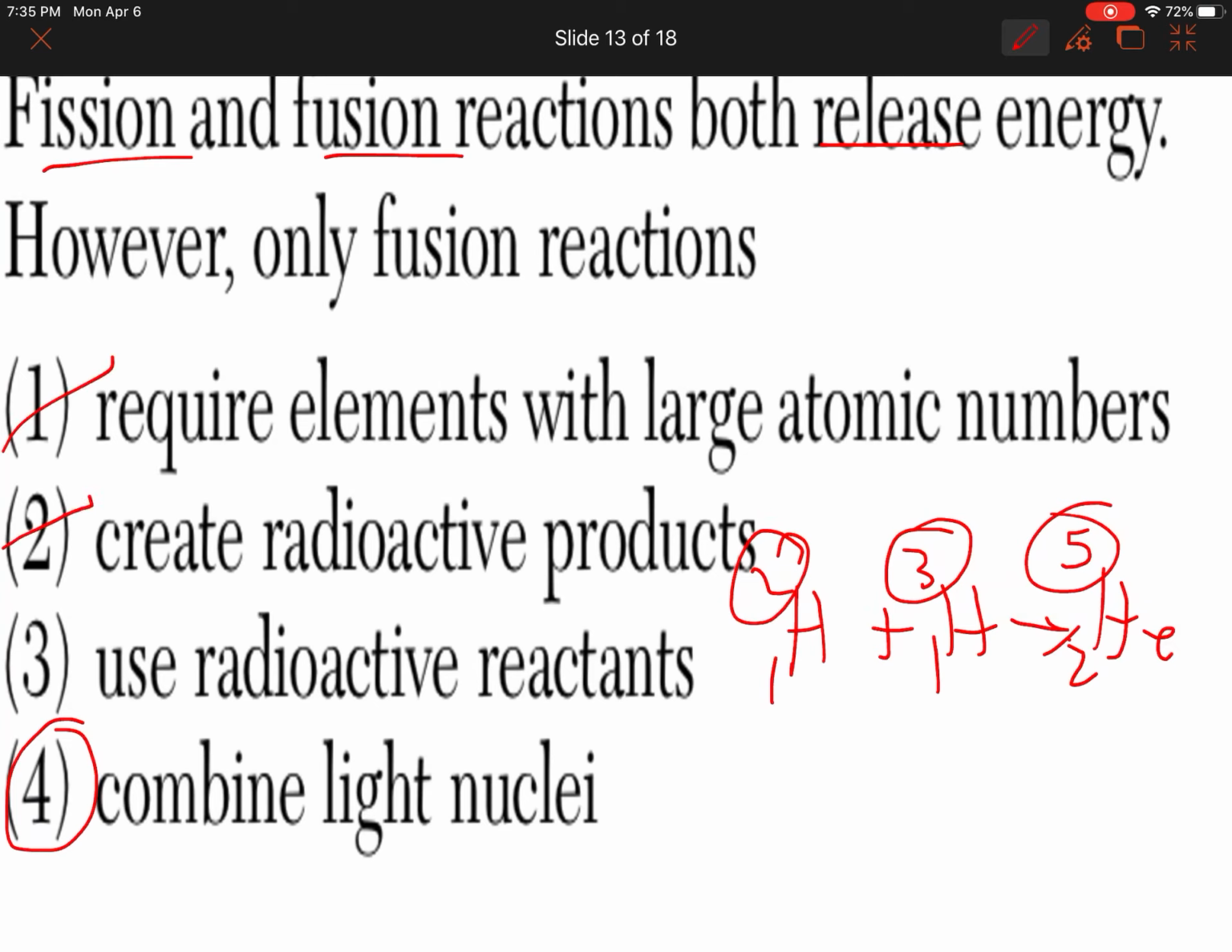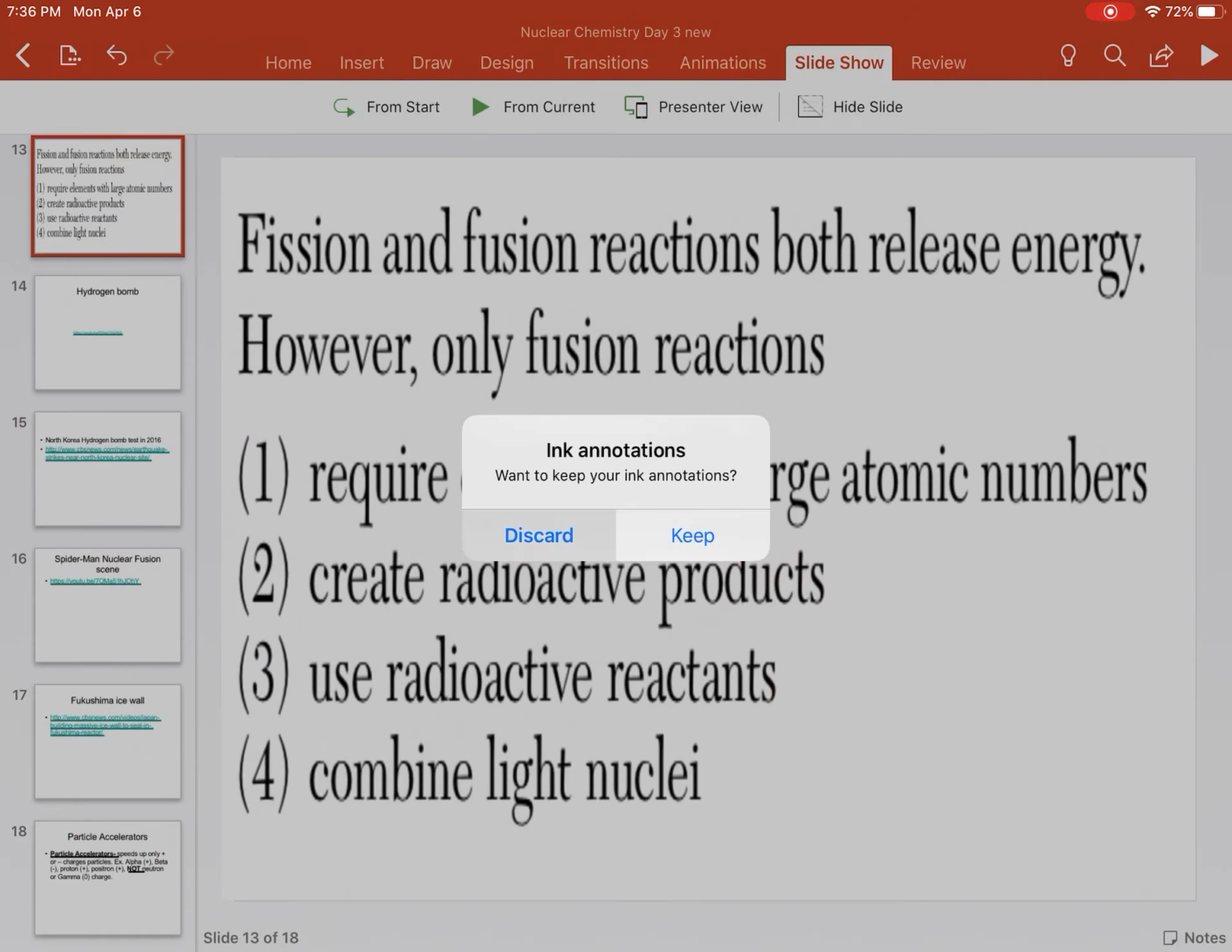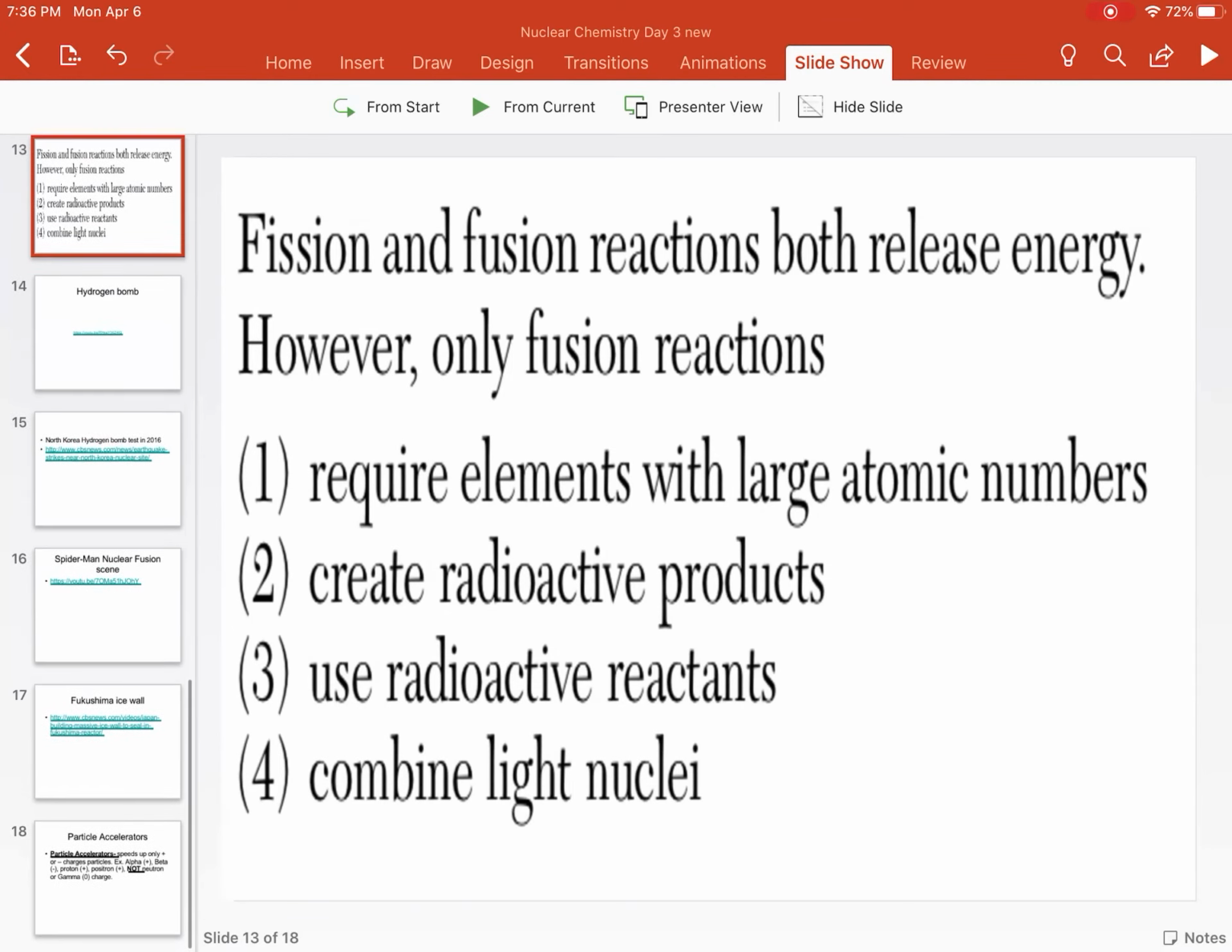They don't create radioactive products. Helium's not radioactive, right, guys? What do we use helium for? Oh, balloons, stuff like that. Okay, let's move on. There's no radioactive reactants. Hydrogen's not radioactive. All right. And that's it.